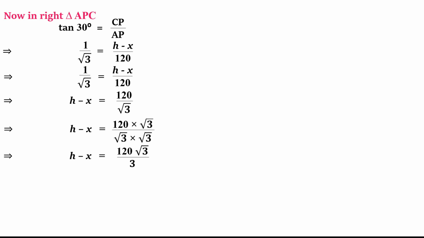Now you can see 120 and 3 are multiples of each other, they can be cancelled, and h minus x finally comes out to be 40 root 3. So earlier we were dividing 120 by a decimal if I would have substituted the value of root 3. Now, after rationalizing, what I have got is that I have to multiply a whole number by a decimal.